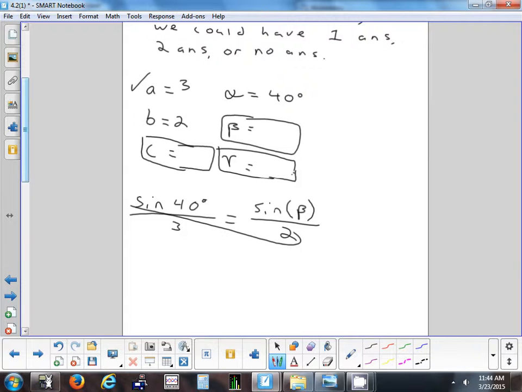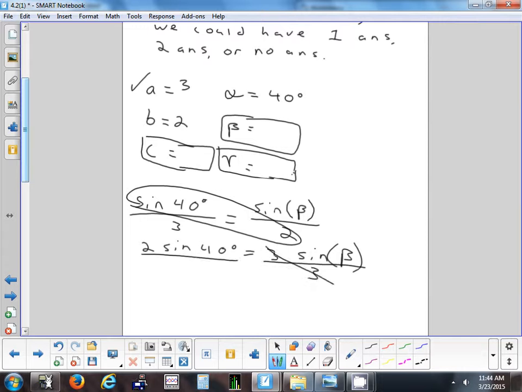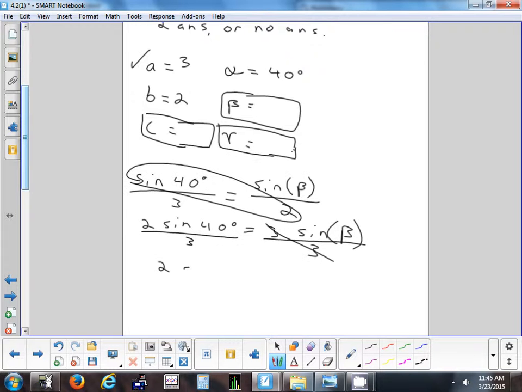So we'll cross multiply. 2 sine 40 equals 3 sine beta. Next, I can at least move the 3 to the other side by dividing it. Now we have 2 times the sine of 40 over 3 equals sine beta. But I don't want to know sine beta, I want to know beta. So I want to somehow get rid of sine.